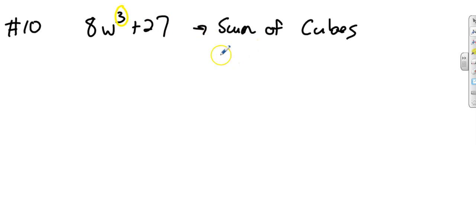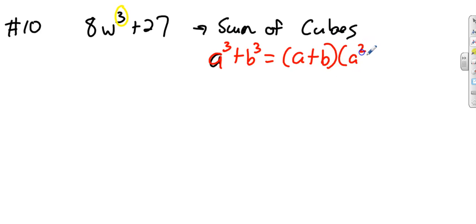And the formula for that one is that if you have a cubed plus b cubed, the formula is it's just a plus b times a squared minus ab plus b squared. All right, got that one sign right there.